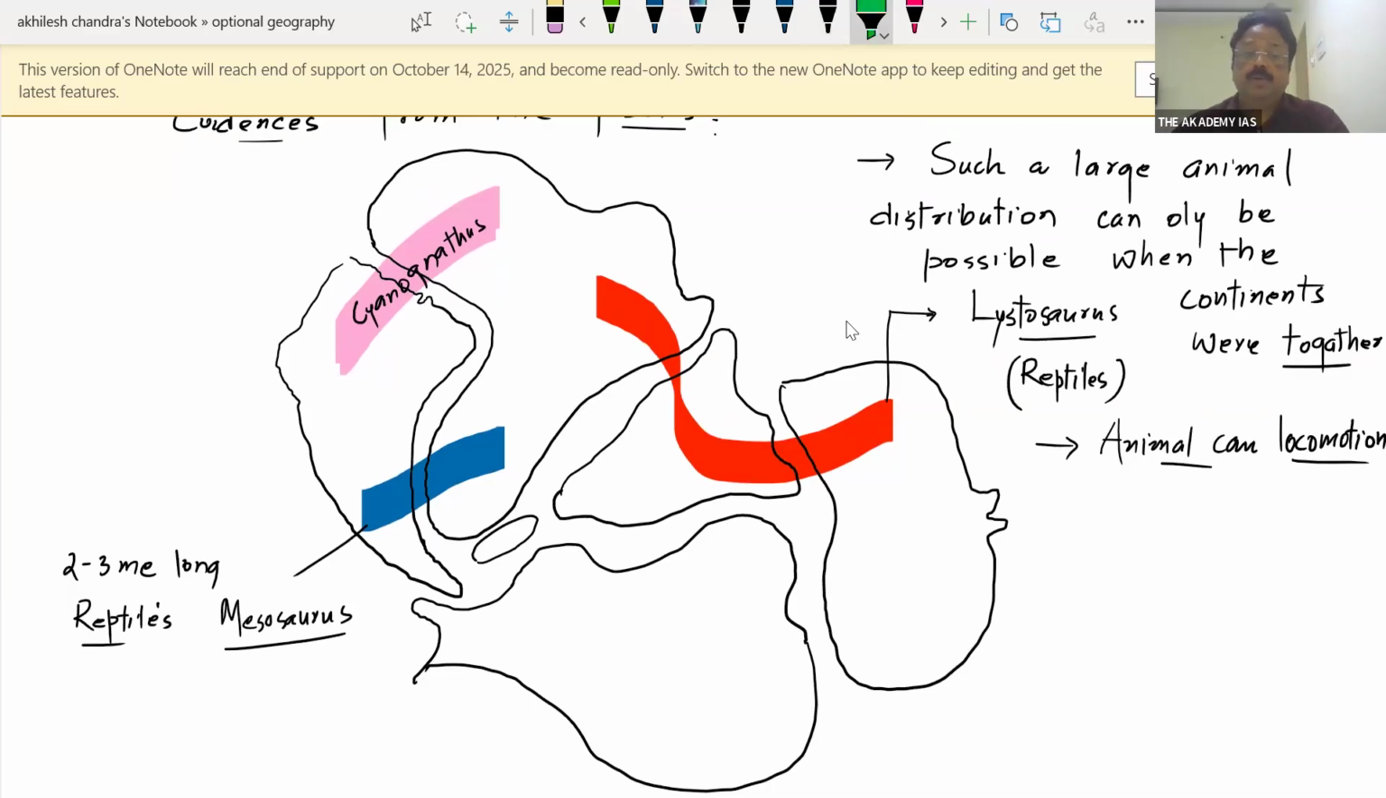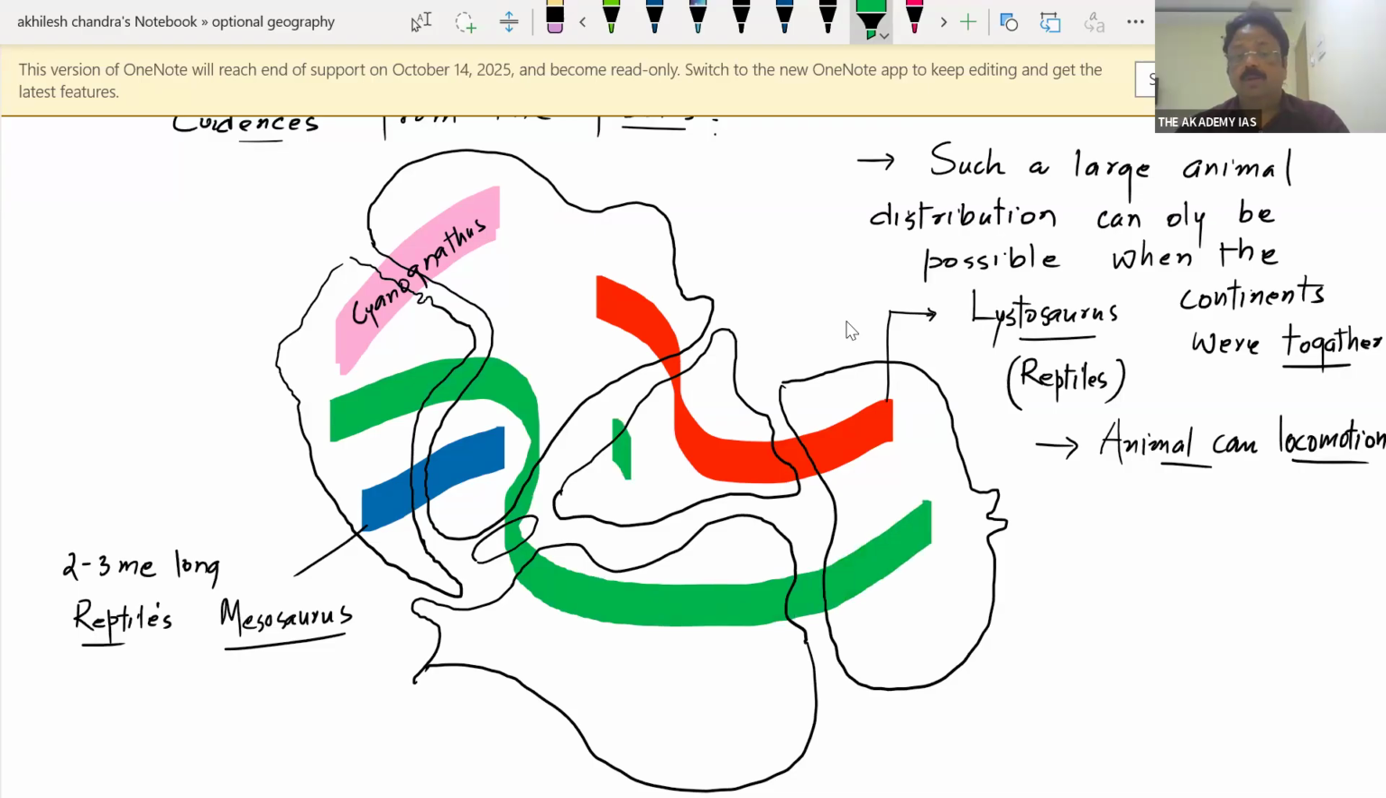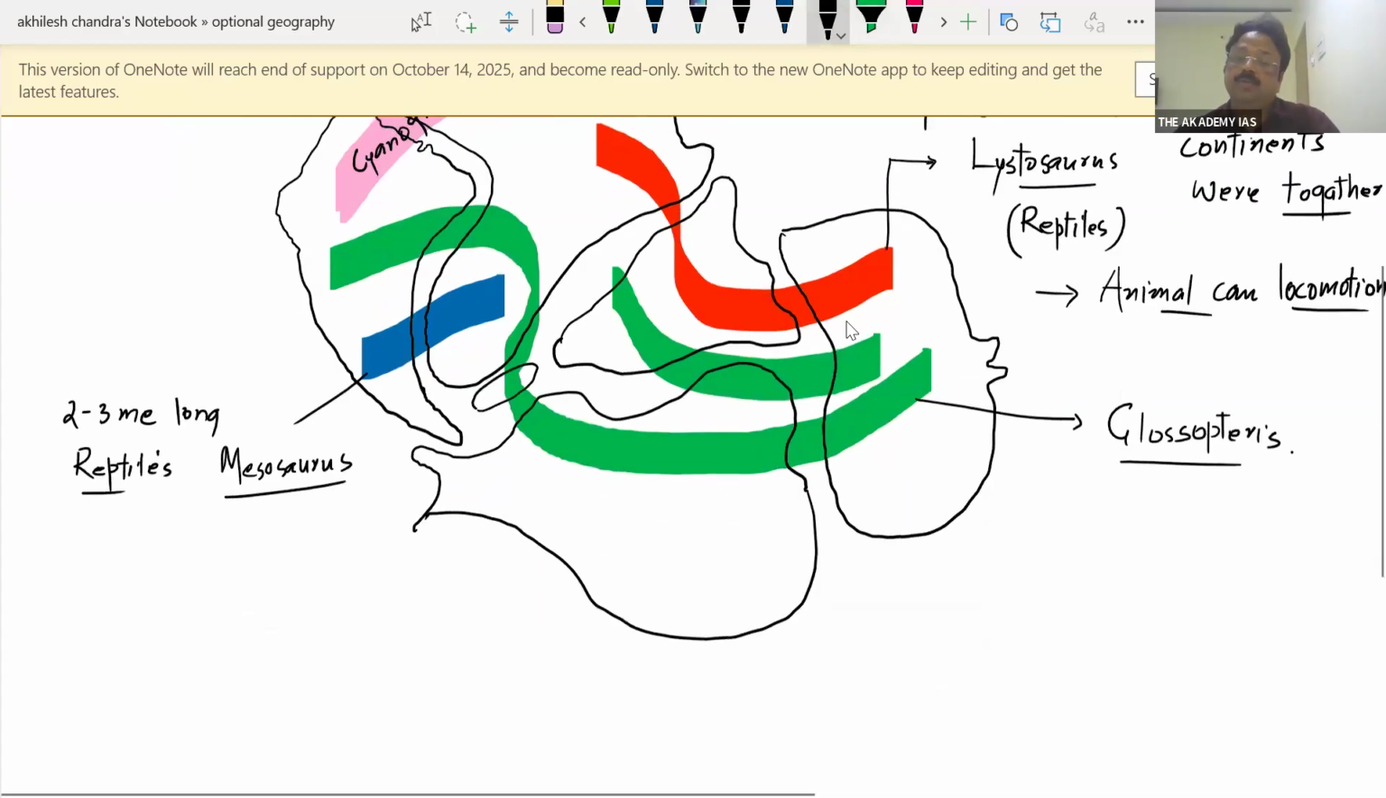It was found that the fossils of Glossopteris were recovered from Africa, Madagascar, Antarctica, as well as reported in India. So the fossils of a plant, that is Glossopteris. It was reported from the entire Gondwana. It was a primitive fern, that is a pteridophyte.